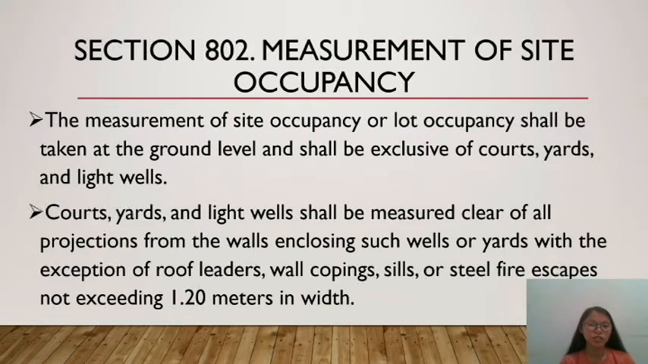In Section 802, measurement of site occupancy. The measurement of site occupancy or lot occupancy shall be taken at the ground level and shall be exclusive of courts, yards, and light wells. Courts, yards, and light wells shall be measured clear of all projections from the walls enclosing such wells or yards, with the exception of roof leaders, wall copings, sills, or steel fire escapes not exceeding 1.20 meters in width.